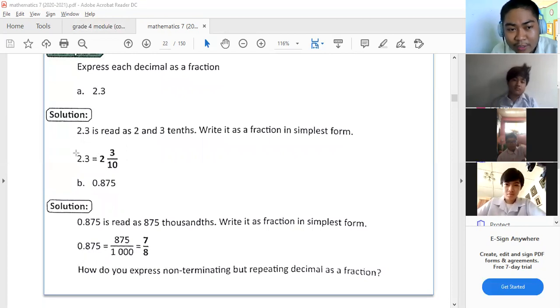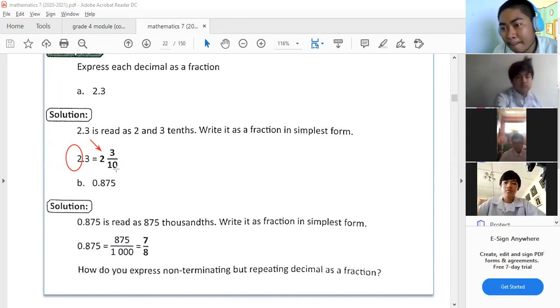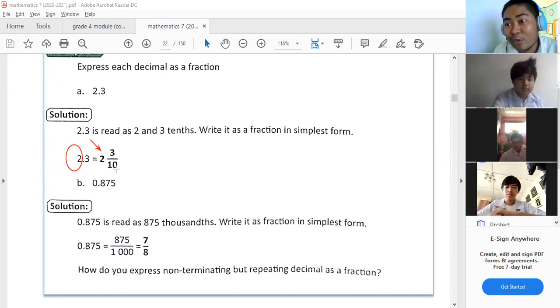So yung 2 natin na ito, naging whole number. Diba? So yung naging 2. And yung 3/10 natin, dahil tenths siya, magiging 3/10. So fraction na ba siya? Yes. Ganun lang kasimple. Okay? So how about this one?